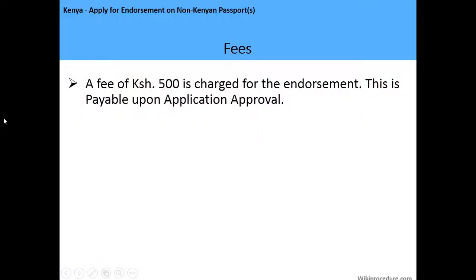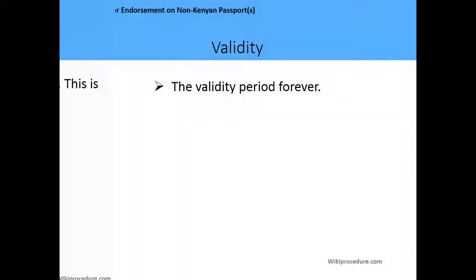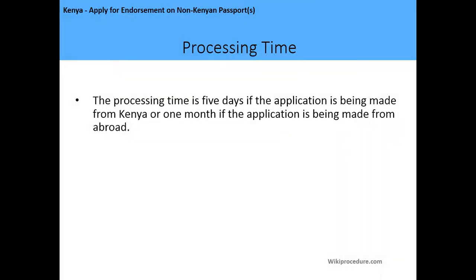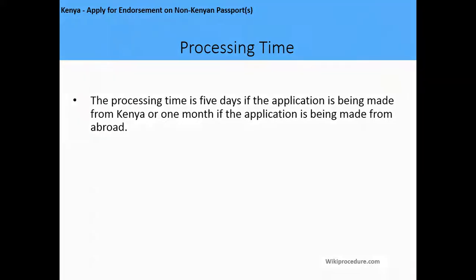A fee of 500 shillings is charged for the endorsement, and this is payable upon the application approval. So once it's approved, then you can pay for the 500 shillings and your passport will get endorsed. Validity period is forever. The processing time is 5 days if the application is being made from Kenya, or 1 month if the application is being made from abroad.